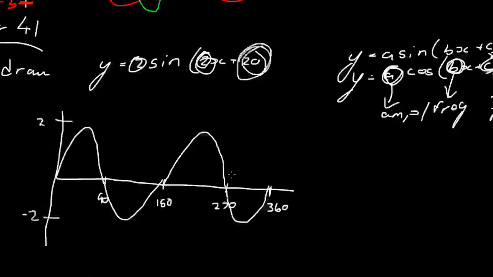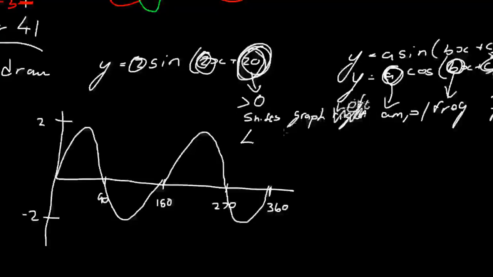Okay, well, what a phase shift is going to do is, if this is positive, greater than 0, it shifts the graph to the right, and if it's less than 0, I lie. If it's positive, it shifts the graph to the left, and if it's less than 0, it shifts the graph right. Okay, and that's basically all you need to know. So what's going to happen is it's going to shift our graph left by 20 degrees because it's positive.